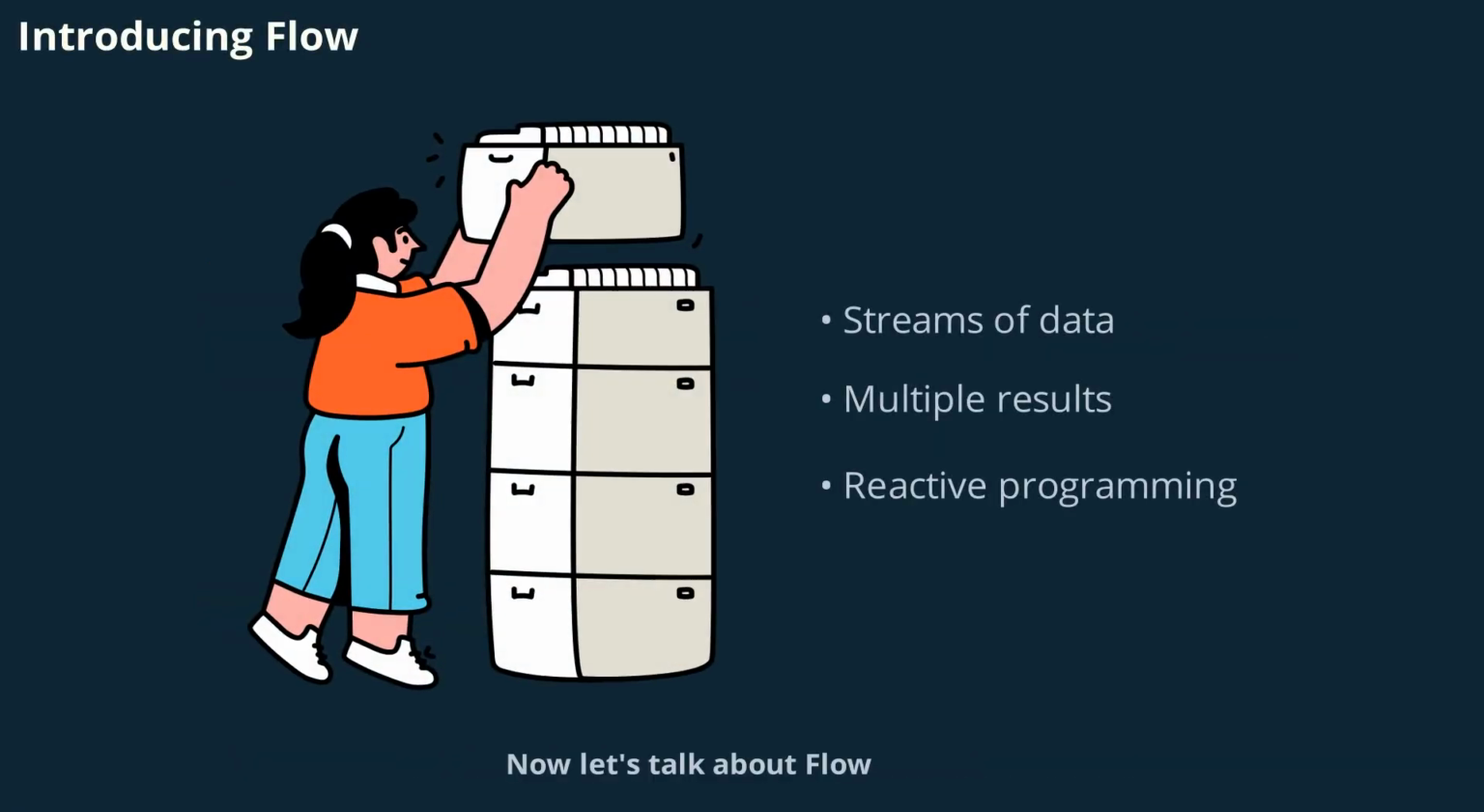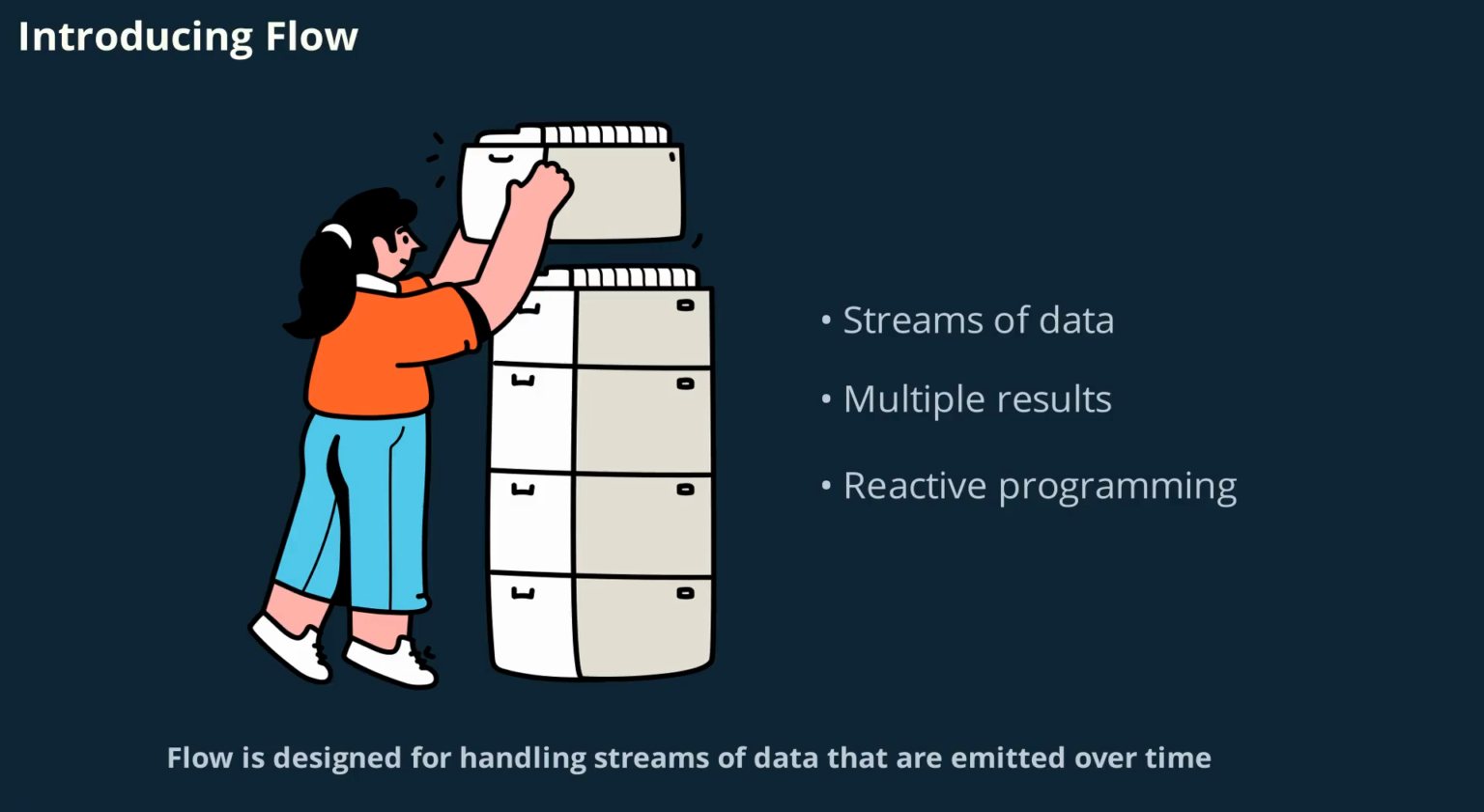Now let's talk about Flow. Flow is designed for handling streams of data that are emitted over time. Think of Flow as a way to represent a sequence of values, such as updates from a database, user input events, or network responses that arrive in batches. Flow is powerful when you need to react to changes or process multiple results as they come in.